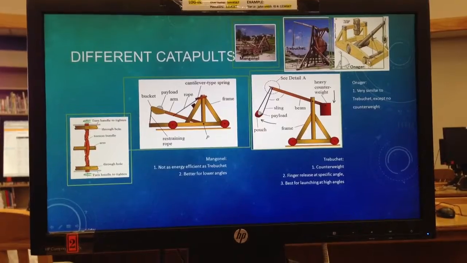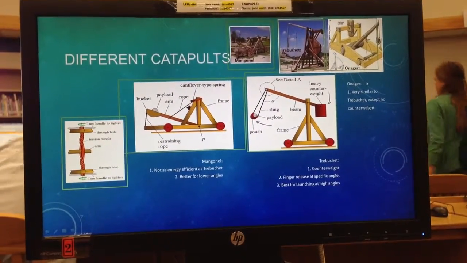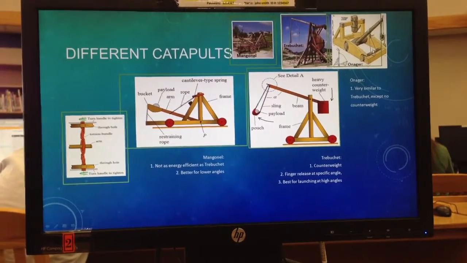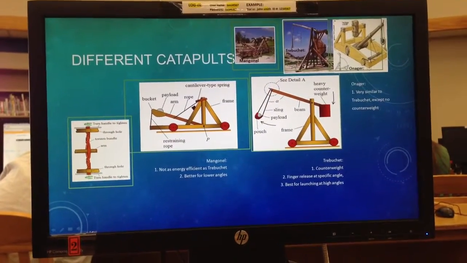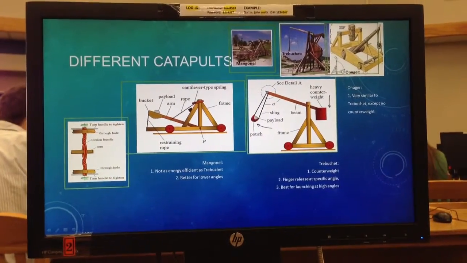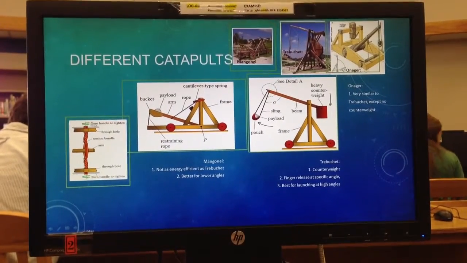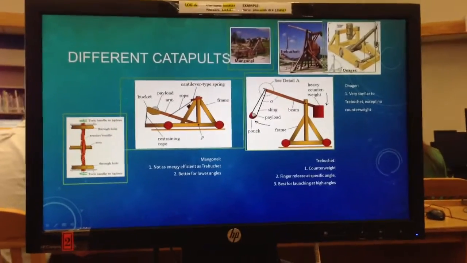Our last catapult is the onager, and the onager is very similar to the trebuchet in that it has a sling, except it does not have a counterweight. The tension or the torsion used to create energy is usually this type of thing where you have the twisted ropes. So it's pretty cool.